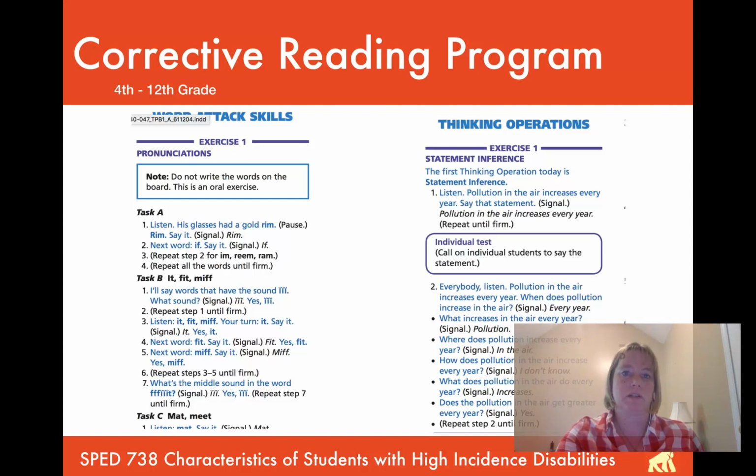You'll notice it very clearly lays out what the teacher is going to do and how the teacher walks the student through the process. For example, on this one, they're talking about word attack skills. So how to sound out words, how to talk about the different sounds within the word with the student. And then the second example here is on inferences. So they give a statement that says pollution in the air increases every year. They ask the student to say that statement. And then they start asking questions about how can we make inferences off of this sentence. Okay, when does pollution increase in the air? Well, it says it increases every year. What increases in the air every year? Pollution. Really teaches them to ask themselves those comprehension questions. Great program if you work with students in this age range.